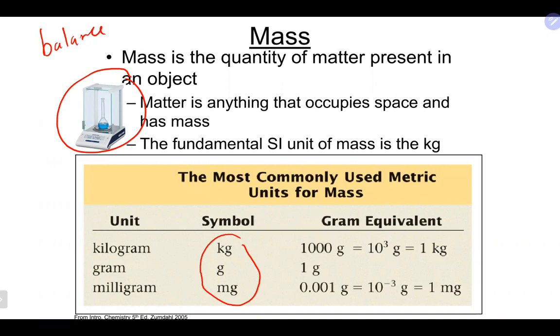Definitely these couple of conversions we do use a lot. 1,000 grams is a kilogram. And also 1,000 milligrams is a gram, which is another one that we do see a lot.